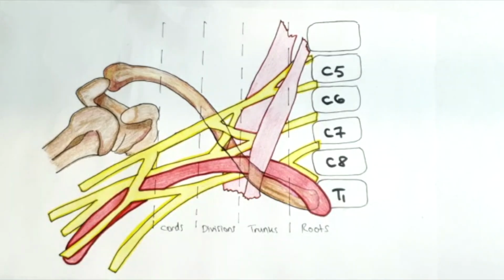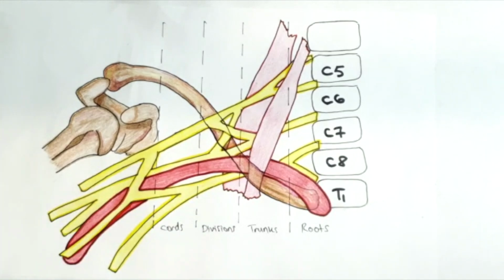A plexus of nerves is defined as a network of interconnected nerves that come out of the spinal cord. So you have different plexuses in different areas of your body, and those can be your lumbar plexus, your sacral plexus, your cervical plexus, but in this video we're going to be focusing on the brachial plexus itself.